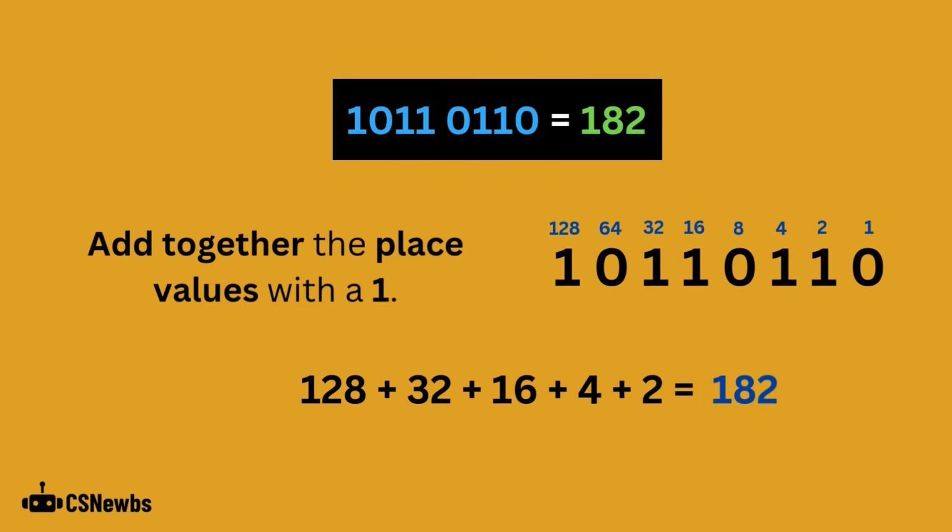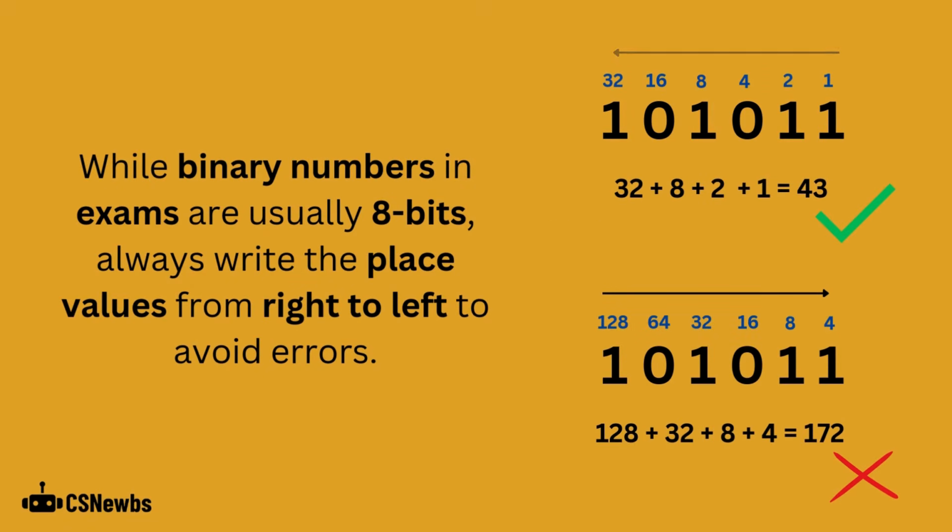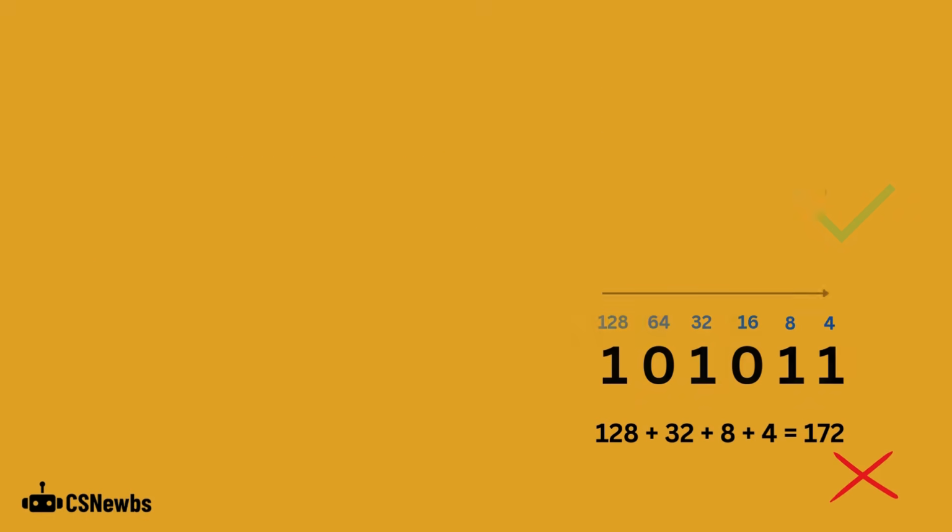So 10110110 is equivalent to 182. Binary numbers in exams will usually be shown to you in 8 bits, but it might not be. Make sure that you write the place values from right to left, starting at 1, rather than left to right, starting at 128, so that you don't make any errors.